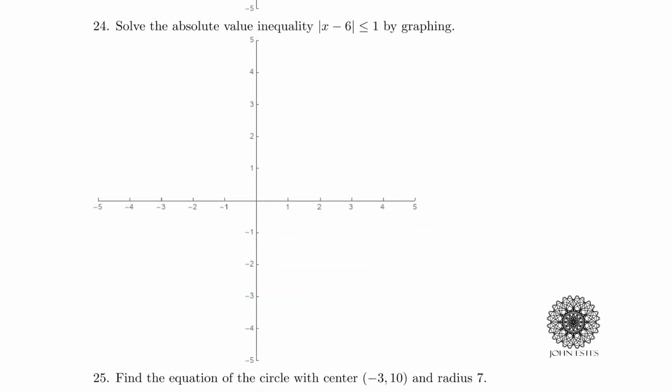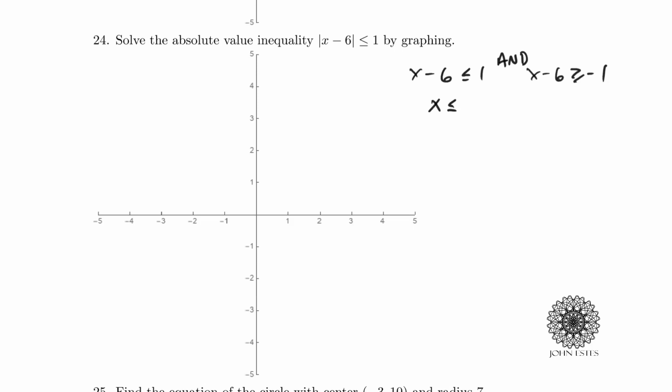Okay, number 24, we have an absolute value inequality. The absolute value of x minus 6 is less than or equal to 1. So the way I drop absolute value, if it's less than, that means I have to be less than or equal to 1, but I also have to be greater than or equal to negative 1. And so remember, a less than or equal to turns into an "and" situation. If it was greater than, it would turn into an "or" situation. So here I have x is less than or equal to, adding 6 to both sides, 7. On the other hand, it's greater than or equal to, adding 6 to both sides, 5.